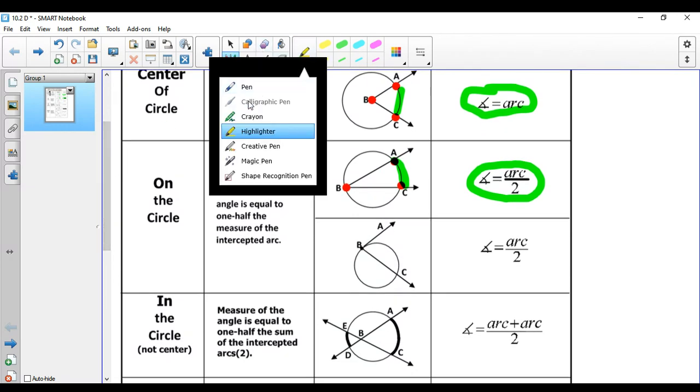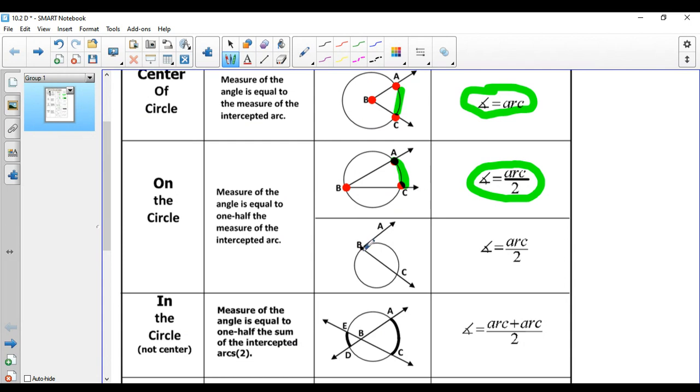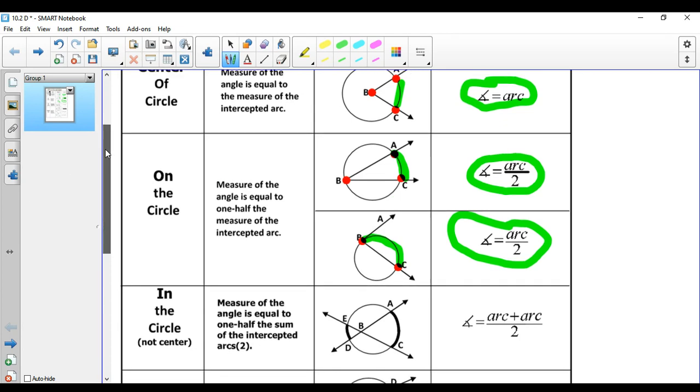Same thing is true for this picture. It looks a little bit different. This one only intersects the circle at 2 points instead of 3. So the arc that is created is this entire arc right here. But the same formula holds. The angle is equal to the arc divided by 2. All right, let's keep moving on.